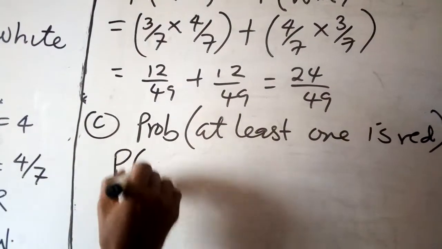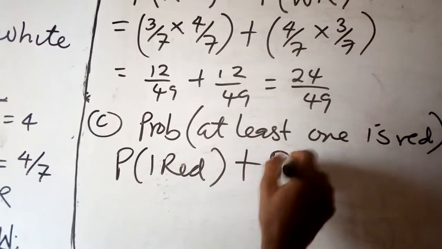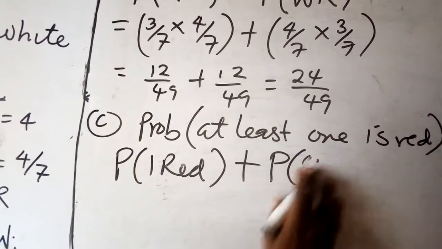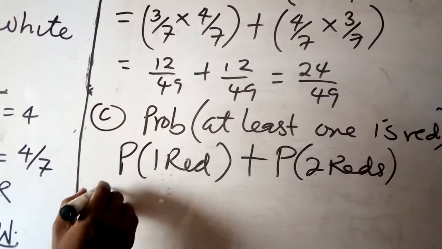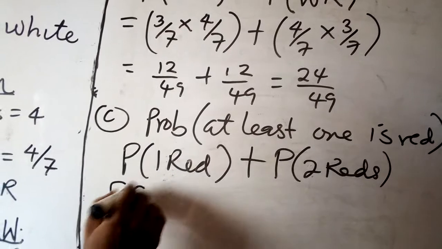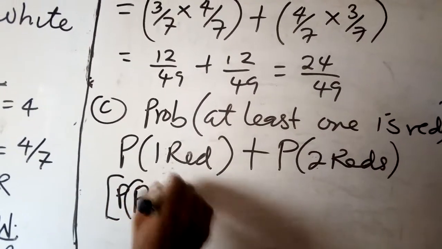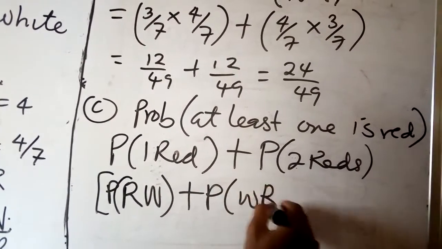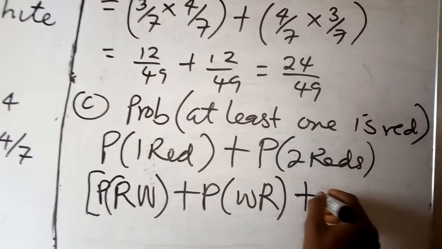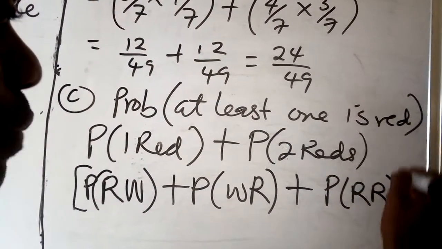Then the last one, C, the probability of picking at least 1 red. That is the probability of picking 1 red and the probability of picking 2 red balls. The probability of picking 1 red is the probability of red white plus white red, plus 2 red, which will be red red.